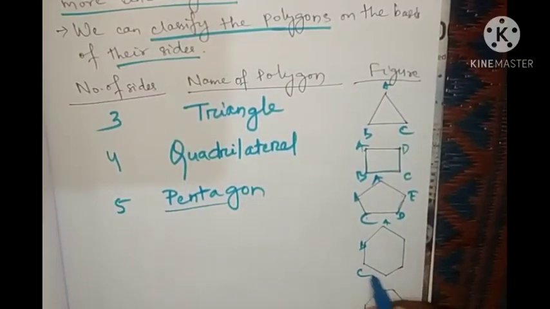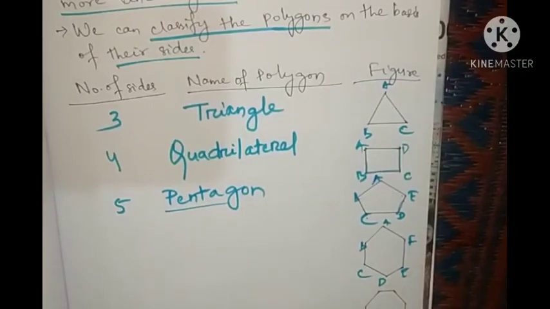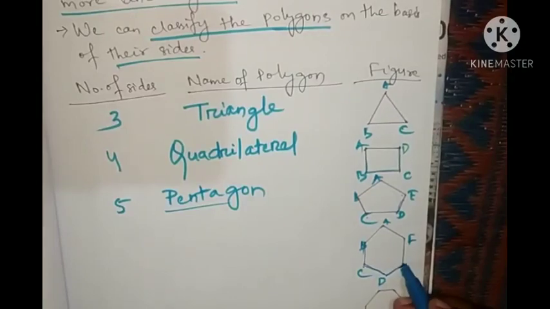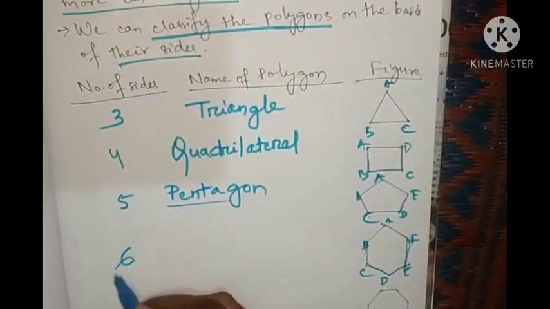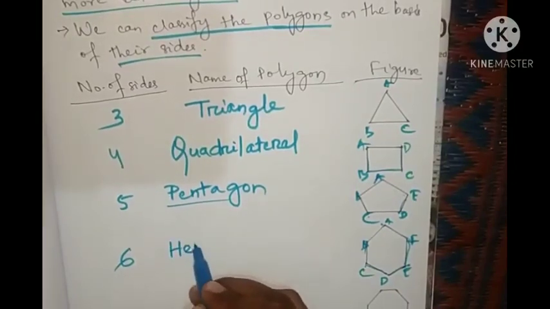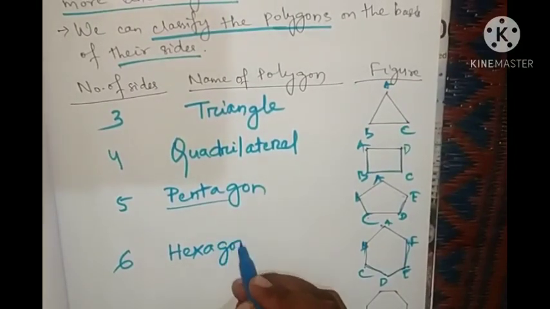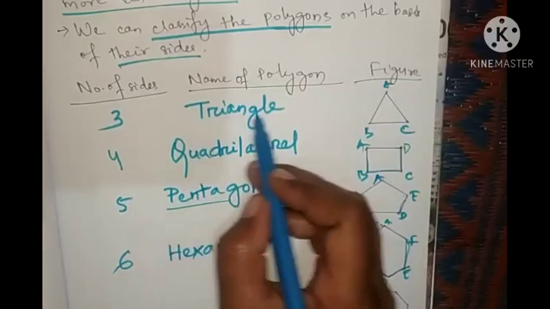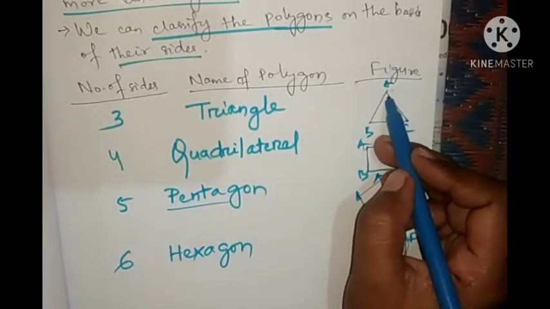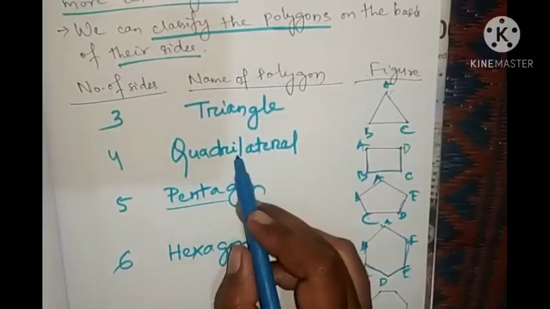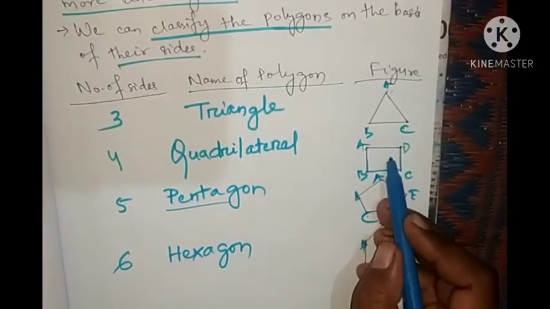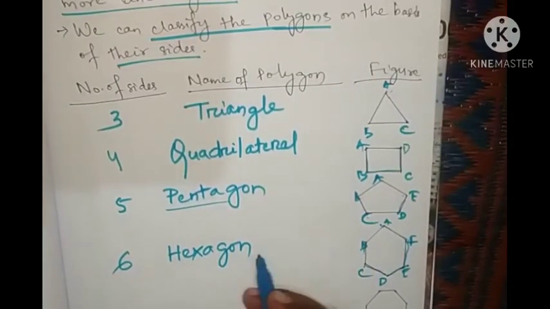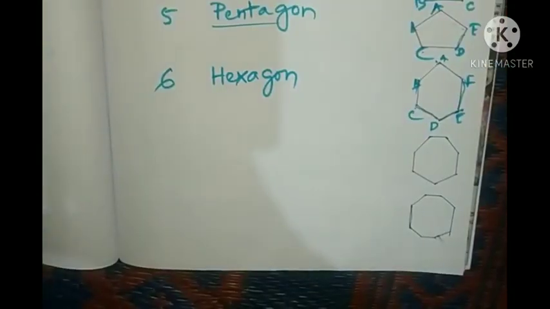Next, name it A, B, C, D, E, F. We'll count how many sides are there. 1, 2, 3, 4, 5, 6. So 6 sides, and 6 means hexa, H-E-X-A. Hexagon. Here 5 sides you have written pentagon. Try, because 3 are there. Quadri means 4, lateral, quadrilateral, 4 sides. Pentagon because 5 sides. Hexagon means 6 sides.